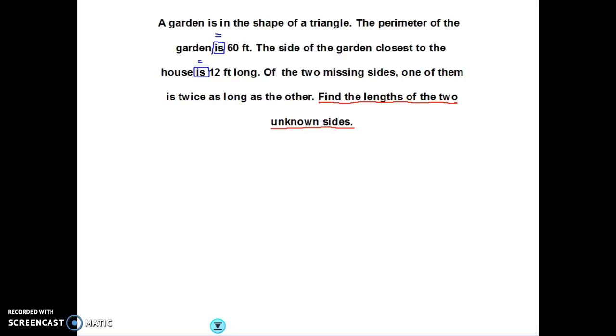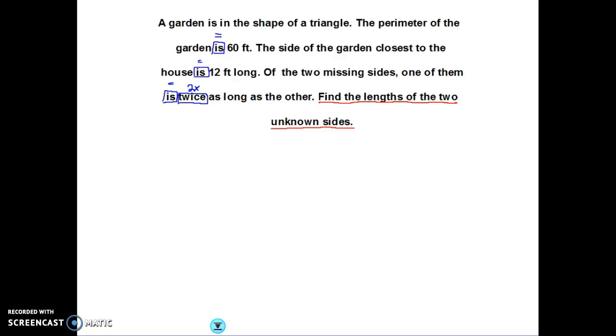Of the 2 missing sides, one of them is twice as long as the other. Twice means 2 times. Find the lengths of the 2 unknown sides.